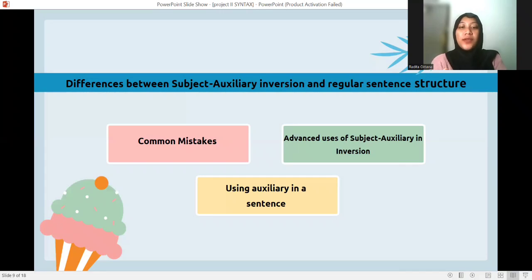When using the auxiliary verb in a sentence, it is important to choose the correct auxiliary verb based on the tense and context of the sentence. Common auxiliary verbs include be, do, and have.